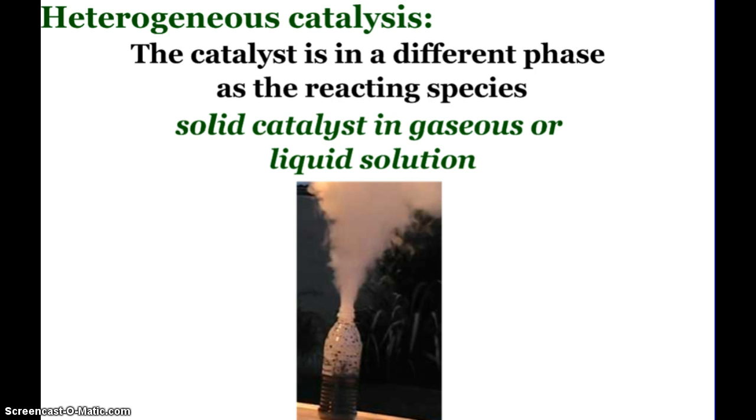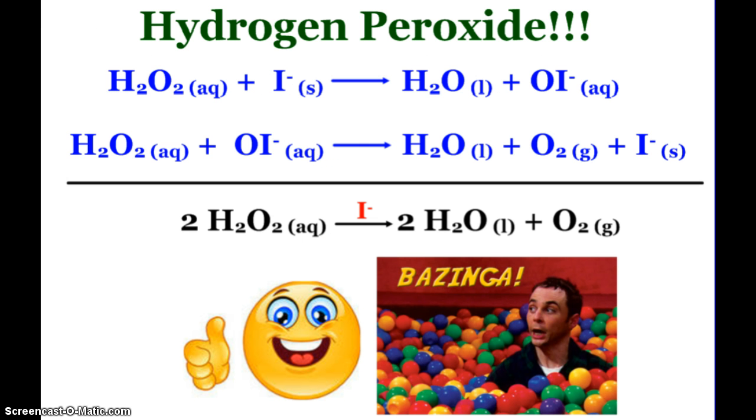For example, when we put that manganese dioxide into our hydrogen peroxide. The manganese dioxide was solid, hydrogen peroxide was an aqueous solution, and we saw the result of that catalyst reaction. The iodide ion can also be used as a catalyst to decompose hydrogen peroxide.